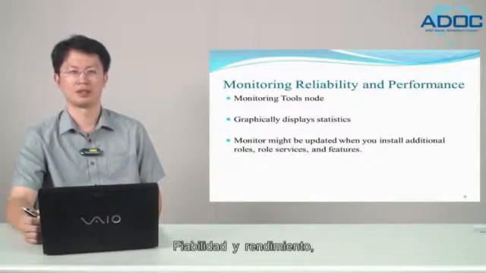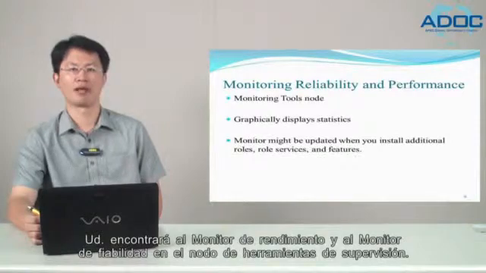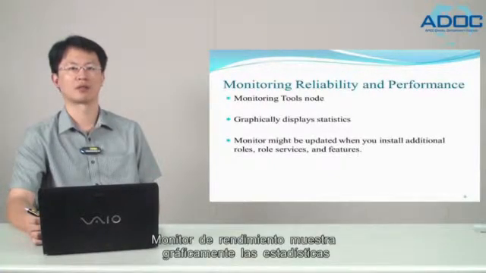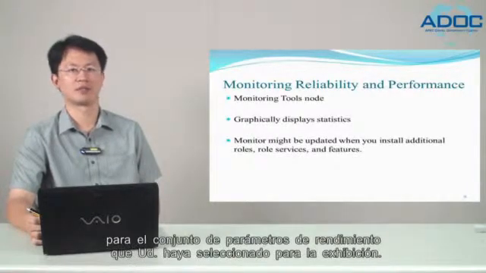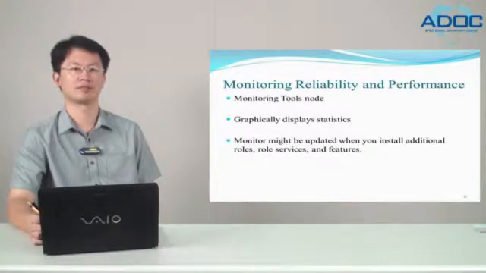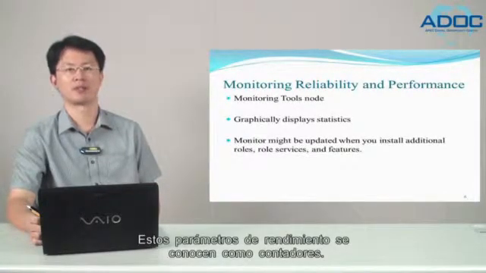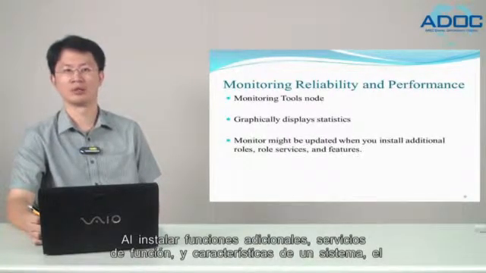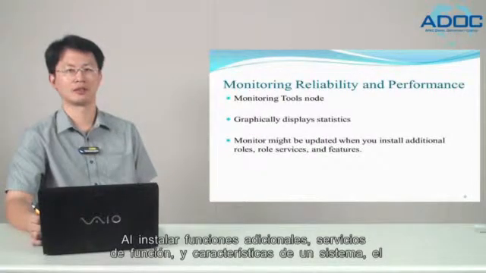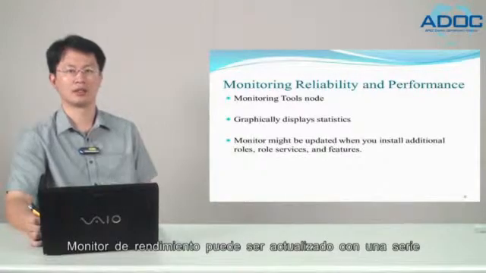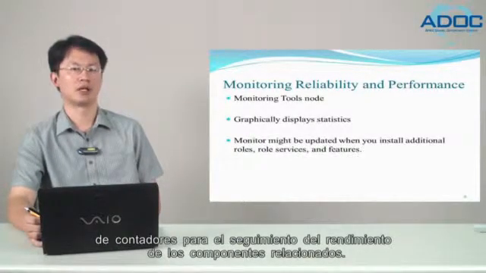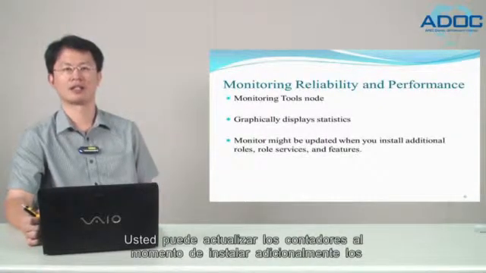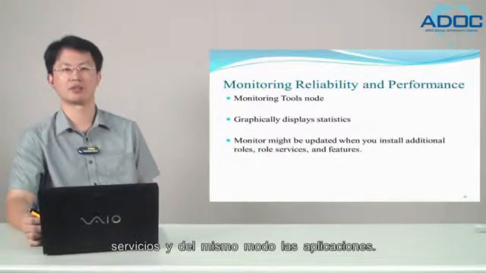In Reliability and Performance, you will find Performance Monitor and Reliability Monitor under the Monitoring Tools node. Performance Monitor graphically displays statistics for the set of performance parameters you have selected for display. And these performance parameters are referred to as counters. When you install additional roles, role services, and features on a system, Performance Monitor might be updated with a set of counters for tracking performance of the related components. And you can update counters when you install additional services and applications as well.